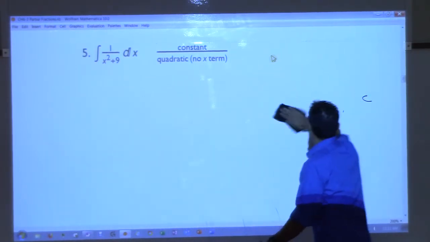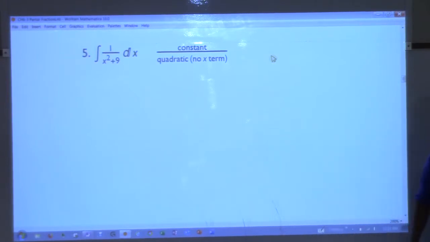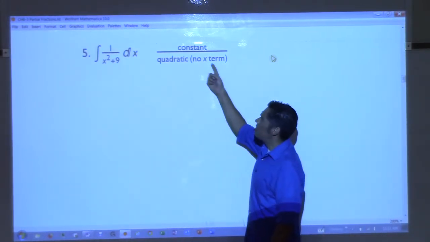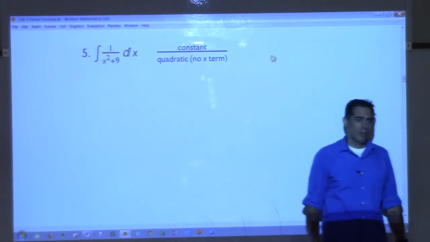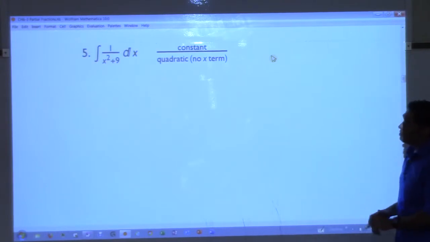Okay, so now something a little different. How about if we have a constant over a quadratic, not linear, a constant over a quadratic that is missing the x term? So that quadratic on the bottom has the x squared term, and it has a constant term, but it's missing an x term. So how would you handle that one?